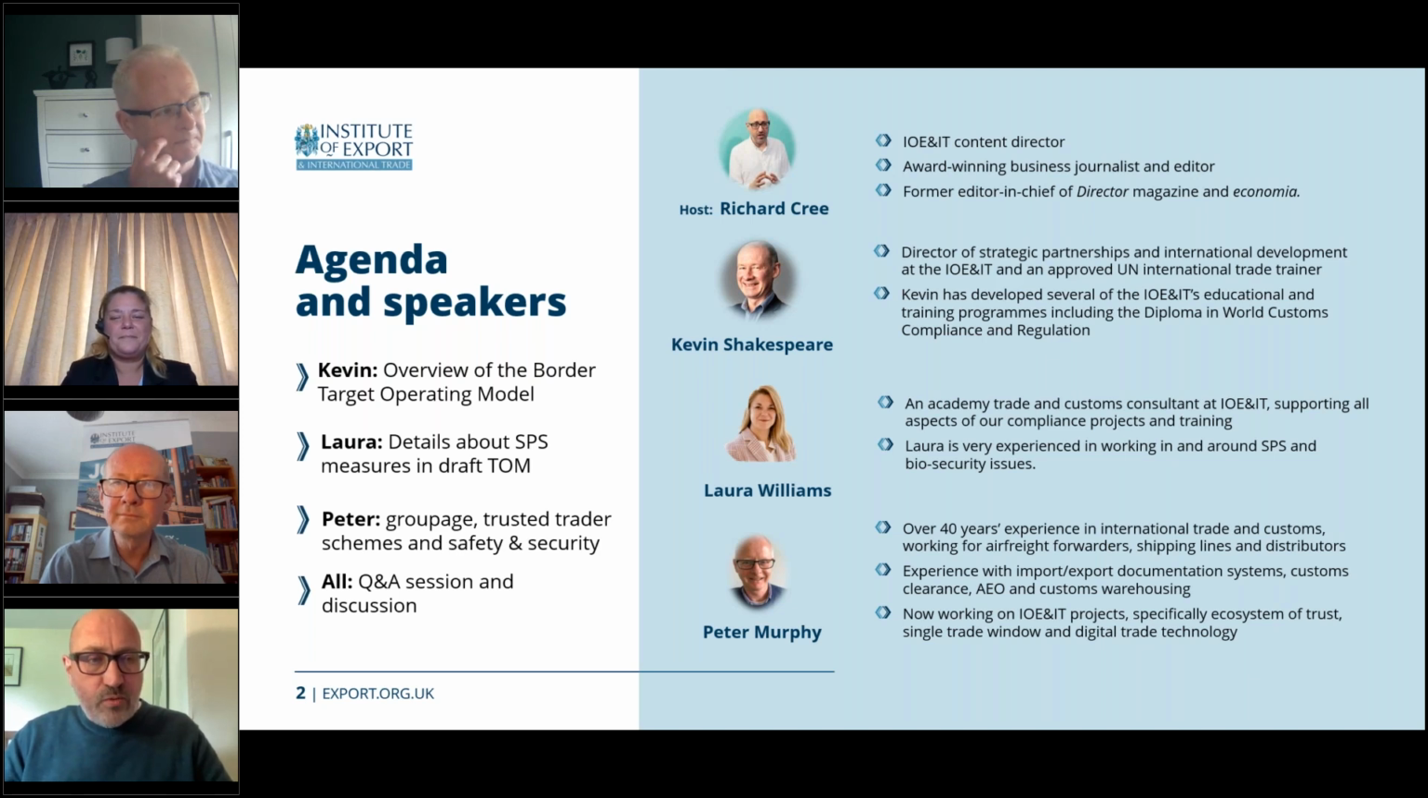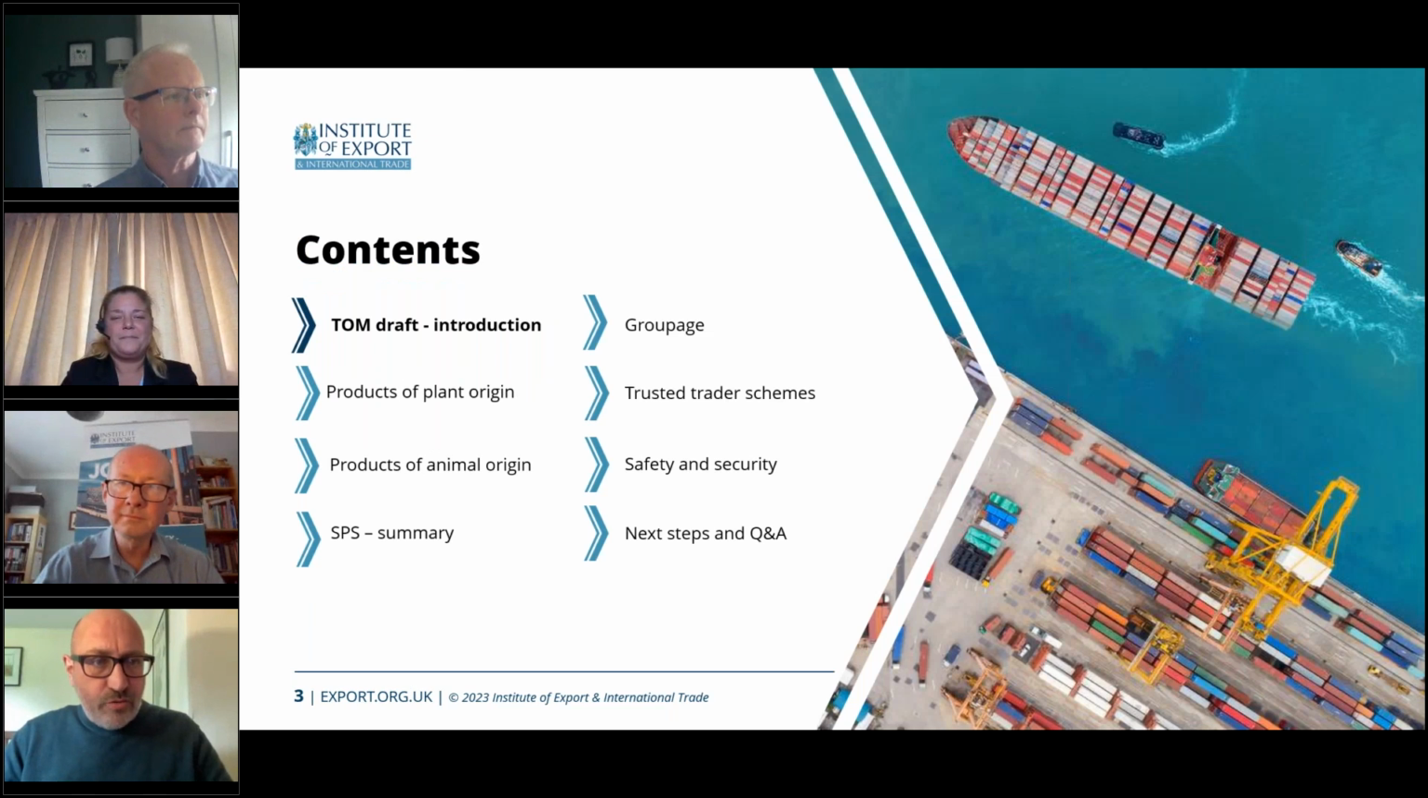Let's just have a quick look at what we're going to run through today. We're going to kick off with a quick overview of what's in the TOM, what the objectives are, just to refresh everyone's mind on that. Then we're going to hand over to Laura. Laura's going to talk through all the SPS aspects, looking at plant origin, products of animal origin, and an overall summary, looking in particular at the risk categorisation. I think that's a key aspect there. And then Peter's going to take over. He's running what we call the back nine, if you're a golfer, but he's doing the groupage, trusted trader schemes, and a bit of safety and security.